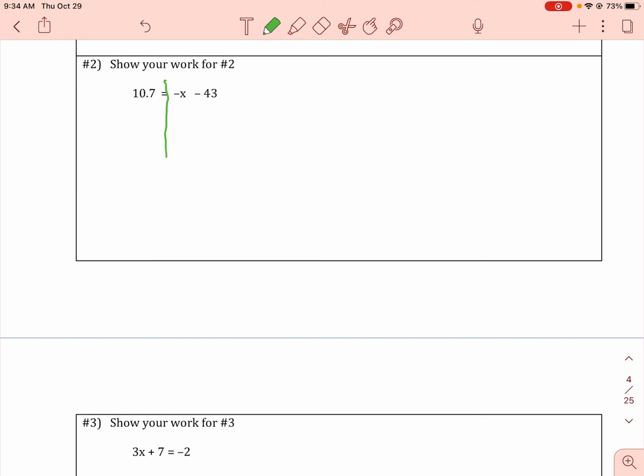Okay, so let's draw our line. Let's look to move things to the other side away from my variable. The furthest thing away from my variable is this negative 43 right there. Minus means negative, remember that. So to undo it, to make negative 43 into 0, I have to add 43. What you do to one side of the line, we do to the other.